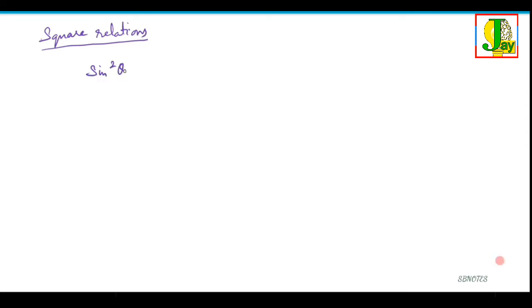Sin square theta means sin theta whole square, plus cos square theta. We get sin theta is opposite by hypotenuse, and the square of that is this. Okay, and cos theta is adjacent by hypotenuse, taking the square. Cos square theta is adjacent by hypotenuse whole square. So what do we get if we open the bracket?